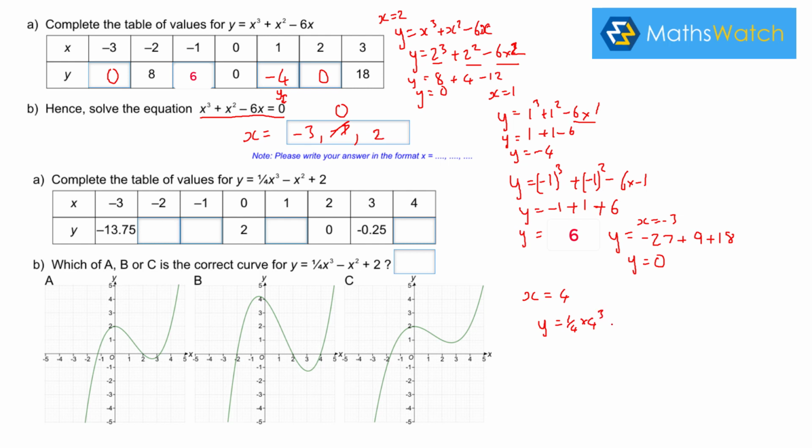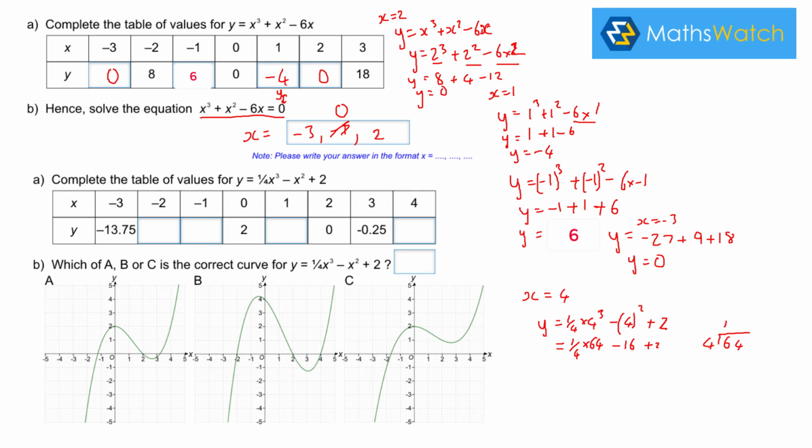So you've got y equals a quarter times 4 cubed minus 4 squared plus 2, and x is 4 in this case. So what's 4 times 4 times 4? 4 times 4 is 16. 16 times 4 is 64. So a quarter times 64 minus 4 squared is 16 plus 2.